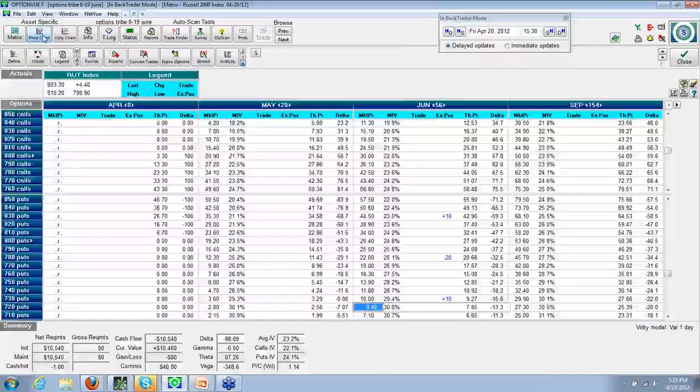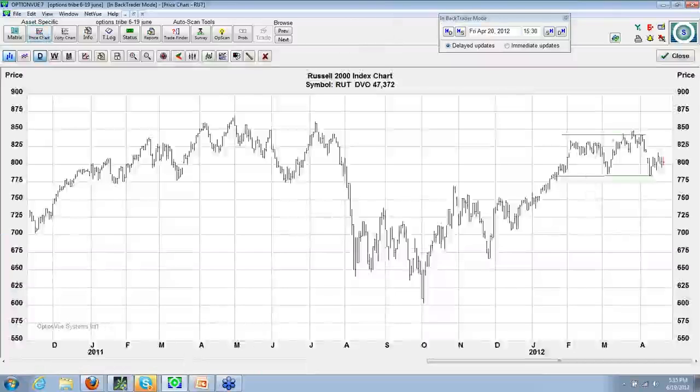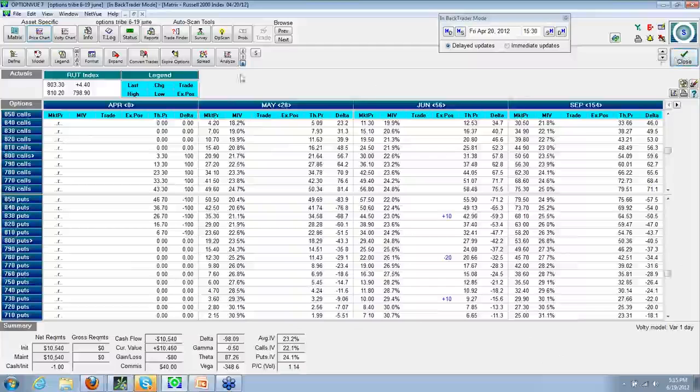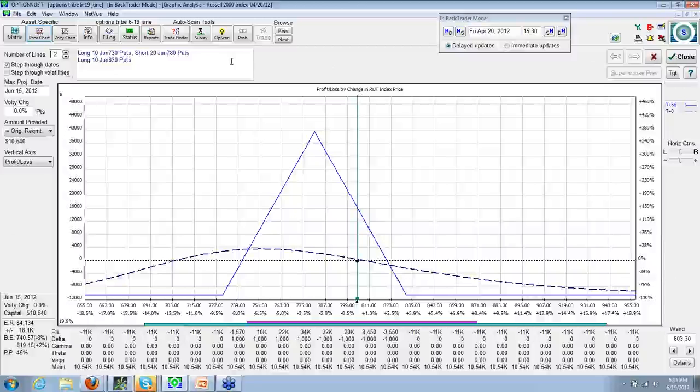If we come in here and look at our price chart, this is what the market's been doing. If we look at our analyzed graph, here's what this looks like. We're about 20 some odd points under the money.